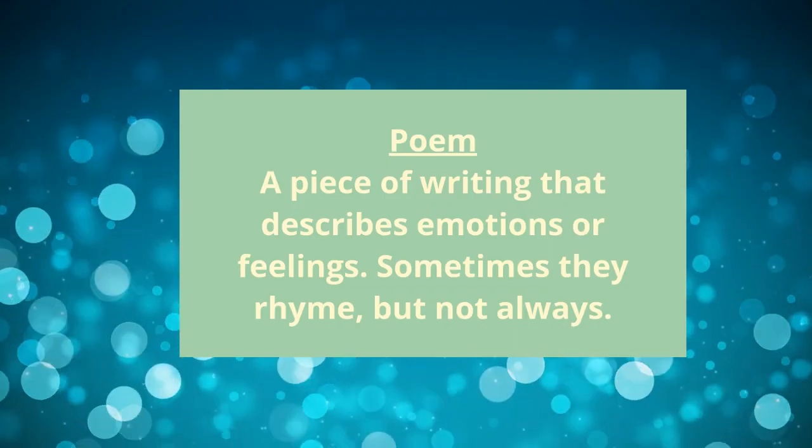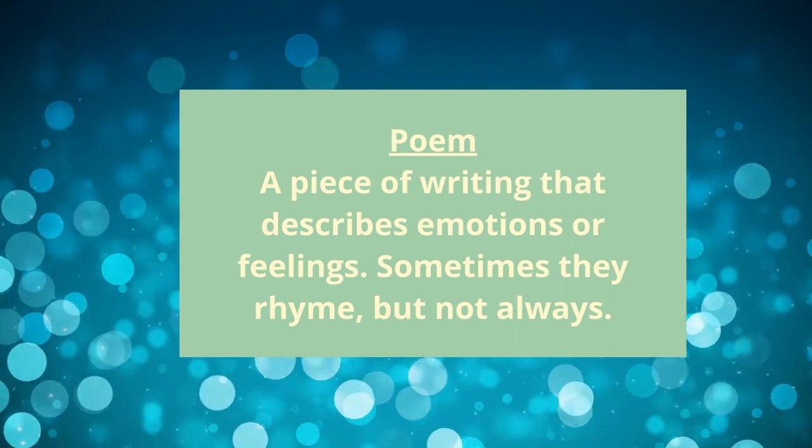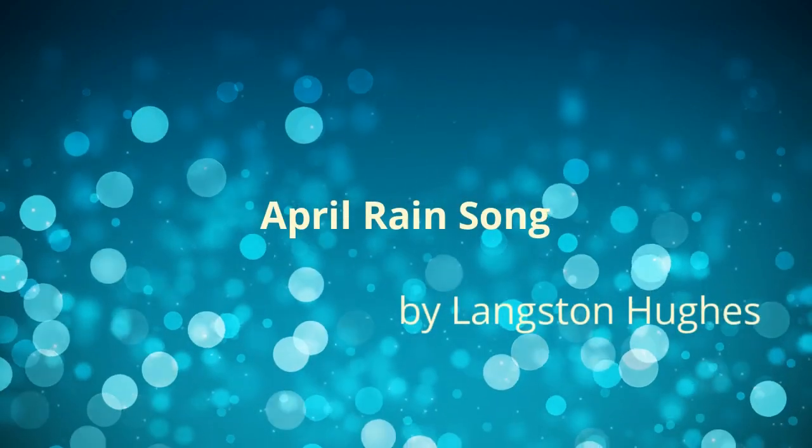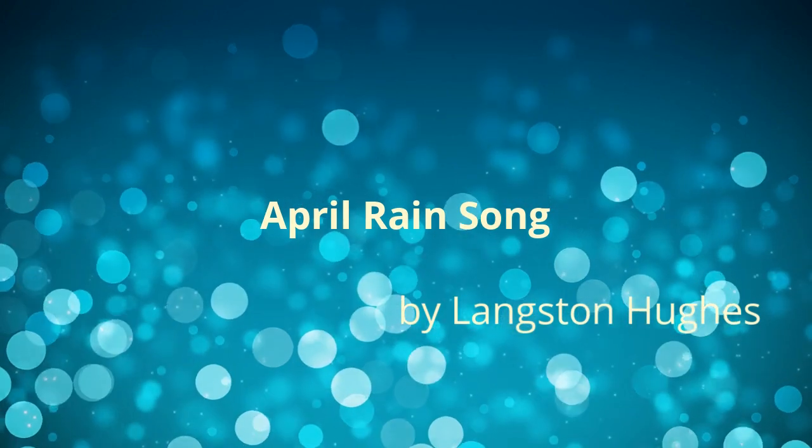So for this lesson, all you need is a pencil, a piece of paper, and crayons or markers if you have them. Let's begin by listening to a poem. See if you can hear all of the descriptive words that the poet, the writer of the poem, uses. This poem is called April Rain Song by Langston Hughes.